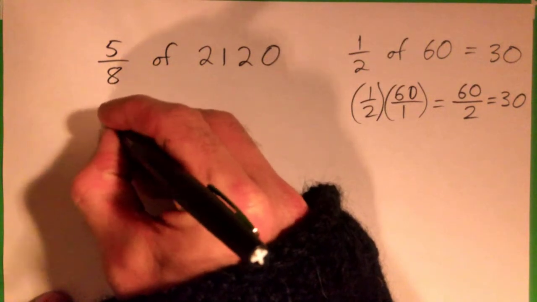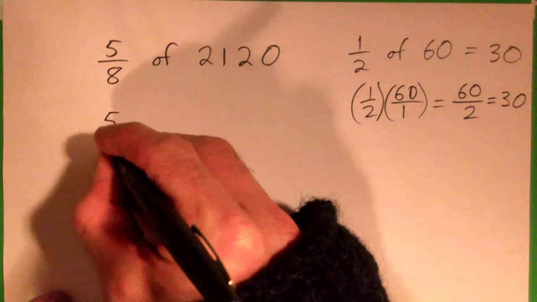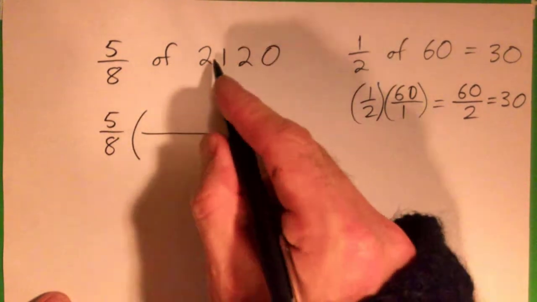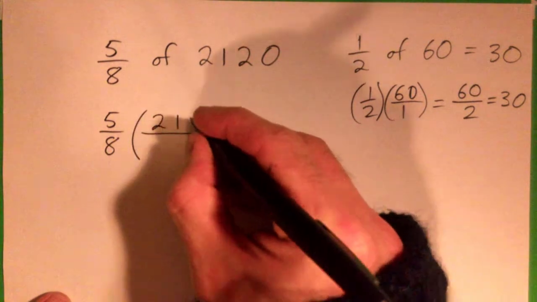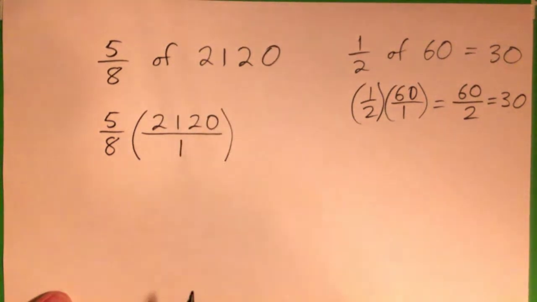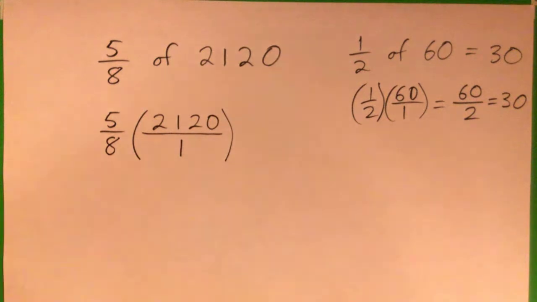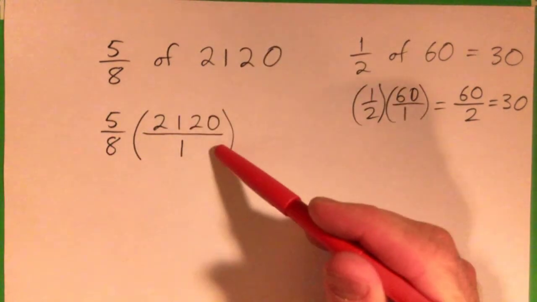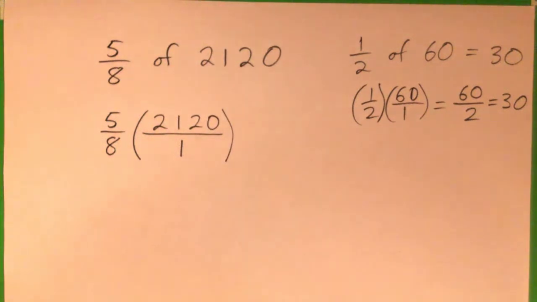Now getting 5/8 of 2120 is the exact same thing. You take your 5/8 and you multiply it by 2120 over 1. That make sense? And that's how you get 5/8 of something. Just multiply it. Now, we can multiply the top and then multiply the bottom and then divide if we want to. Or what's another way?